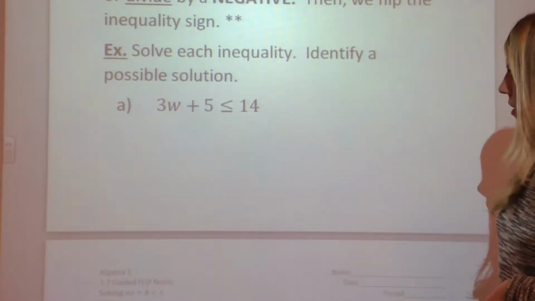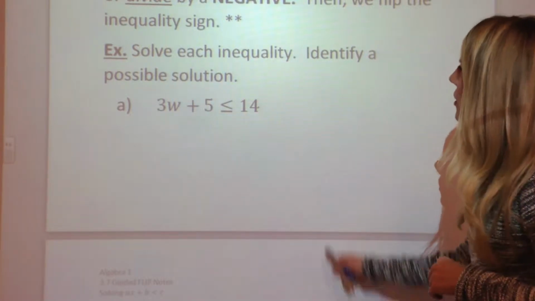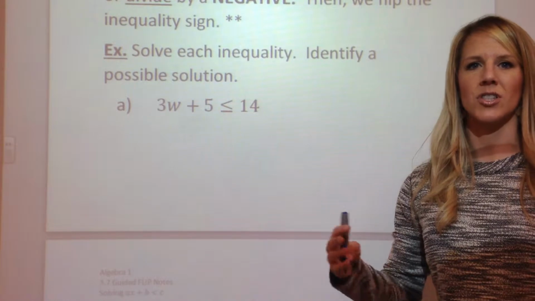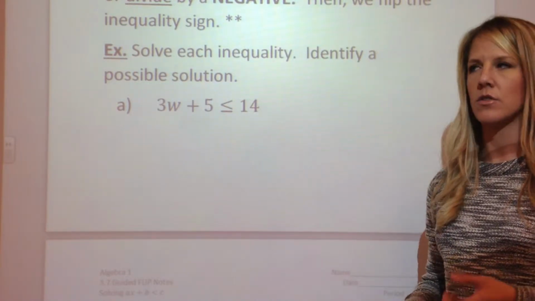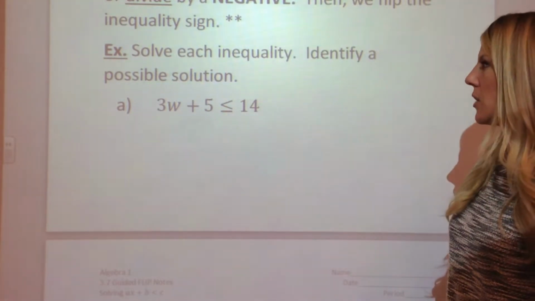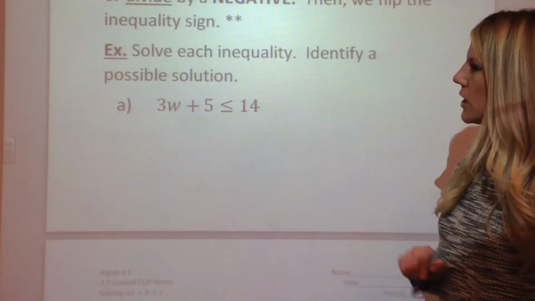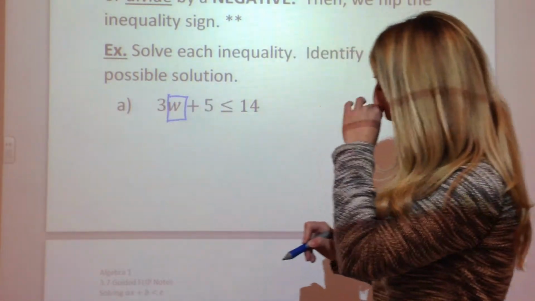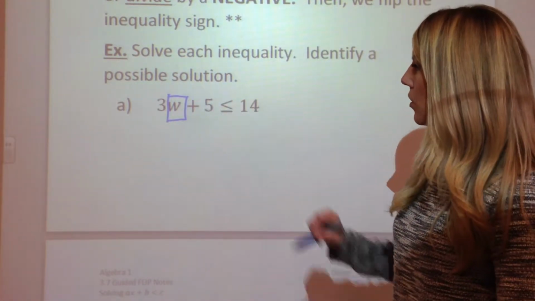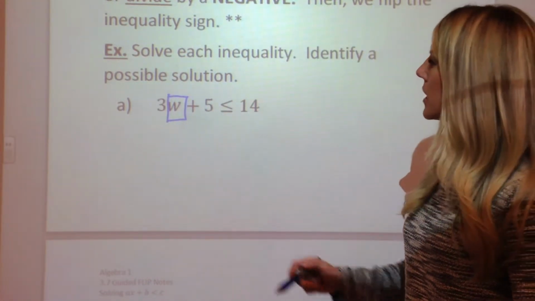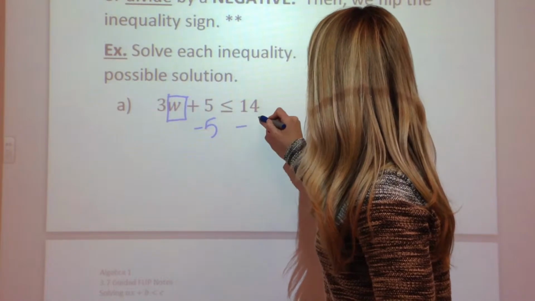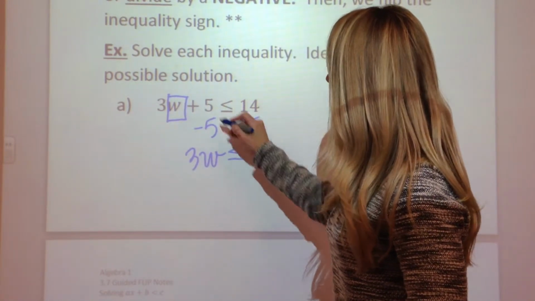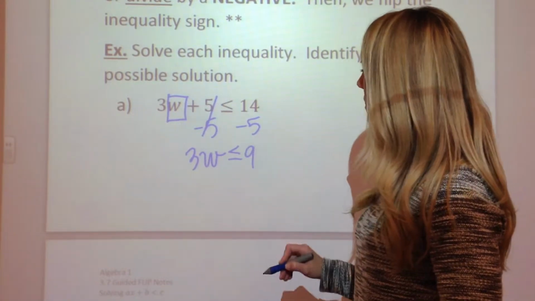So let's just jump into solving some of these inequalities. And notice it says identify a possible solution. So remember, inequalities give us a solution set, not one exact answer. So there's an infinite number of solutions with inequalities. But the goal is to get w by itself. So to start to isolate the variable, we can subtract 5 from both sides. So we have 3w is less than or equal to 14 minus 5, which is 9.